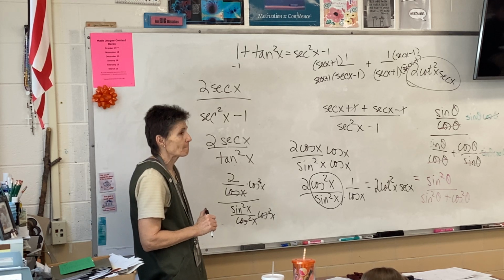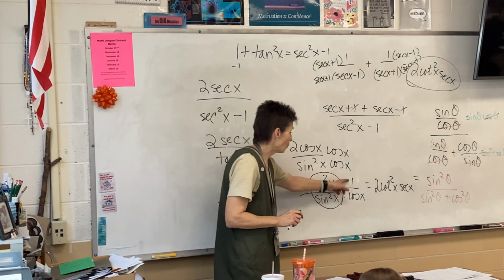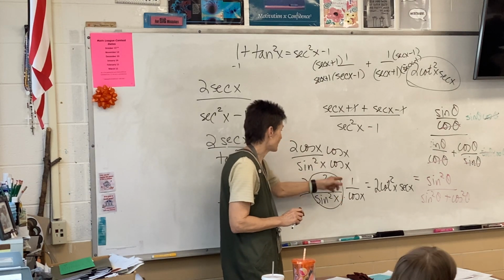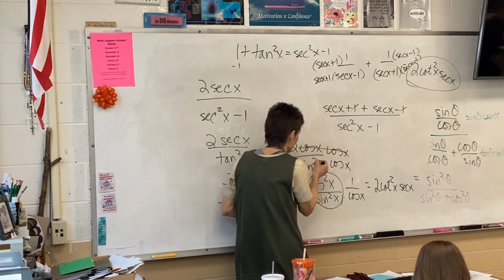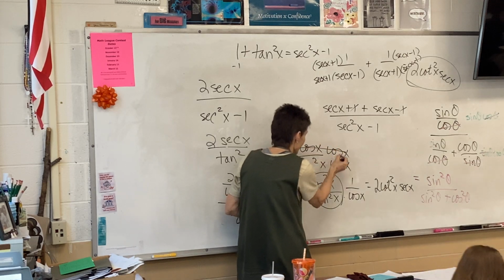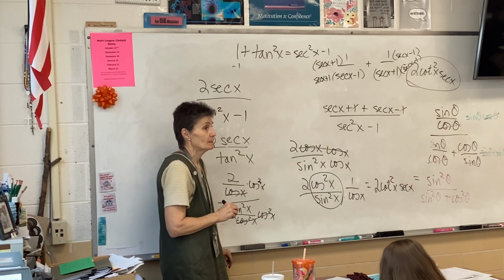Wait, what'd you do for the second part? Well, I have a 1 over cosine. I have a cosine at the bottom. This makes cosine squared, so that went here. And then I still have a cosine in the bottom, and 1 over cosine is secant.